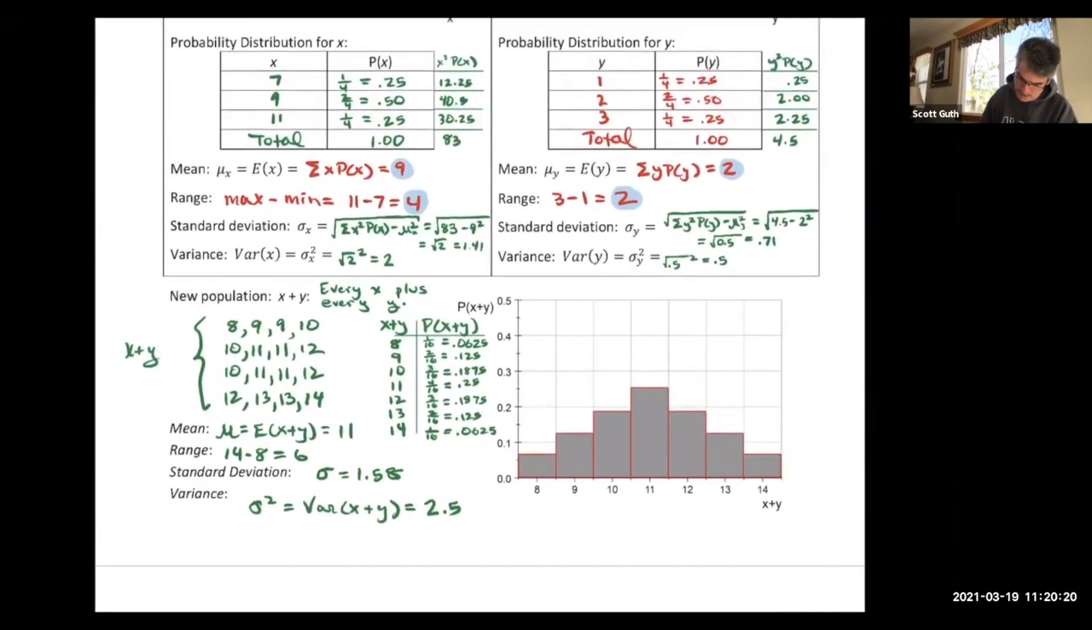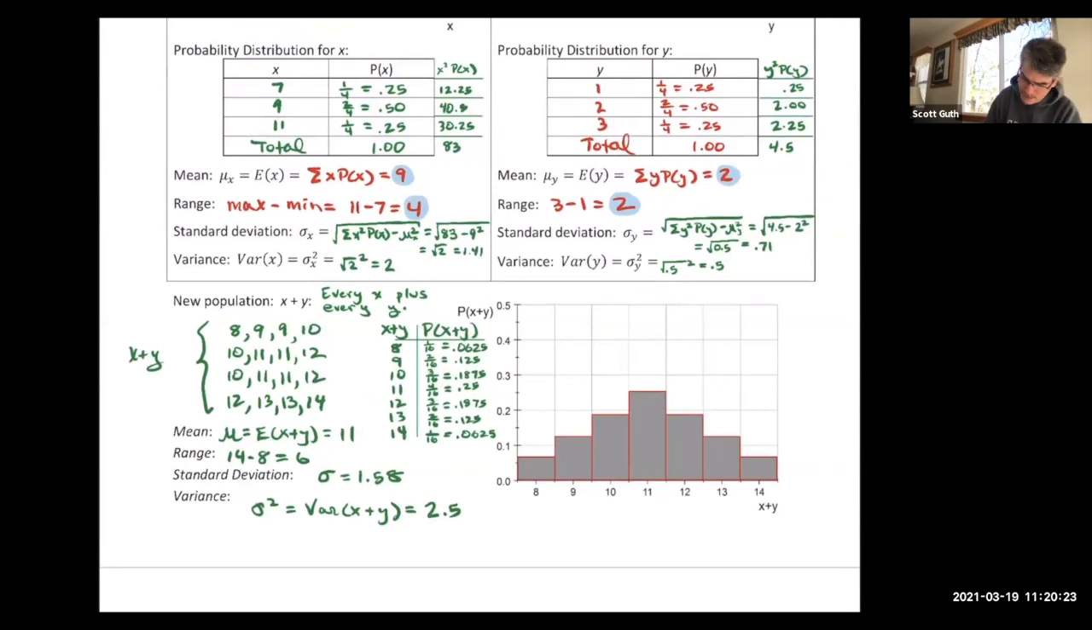And what I need you to see here is, in the same way, remember the range is a measure of spread. The ranges on x and y were 4 and 2. And when we added the variables, the range was 6. So the ranges just add. But this doesn't happen with the standard deviations. If you add up the standard deviations, 1.4 plus 0.7 is like 2.1, which is not the standard deviation of the sum. So standard deviations don't add when you add variables, but variances do. The variances were 2 and 0.5, and when you add the variables, the variance is 2.5.